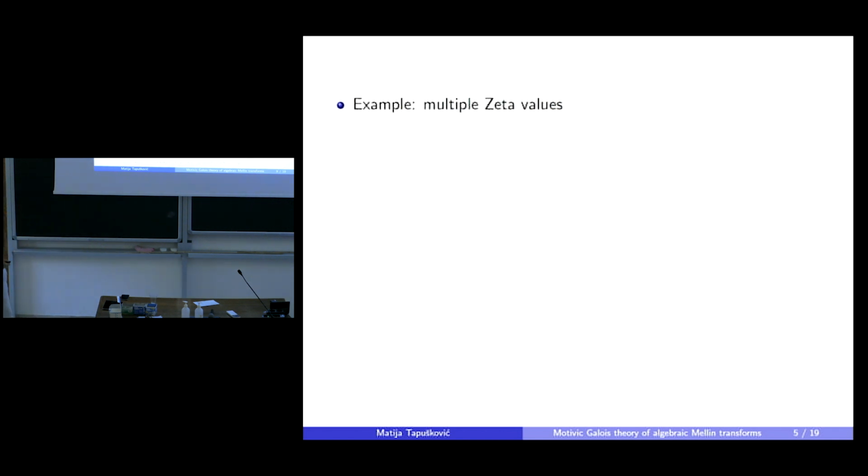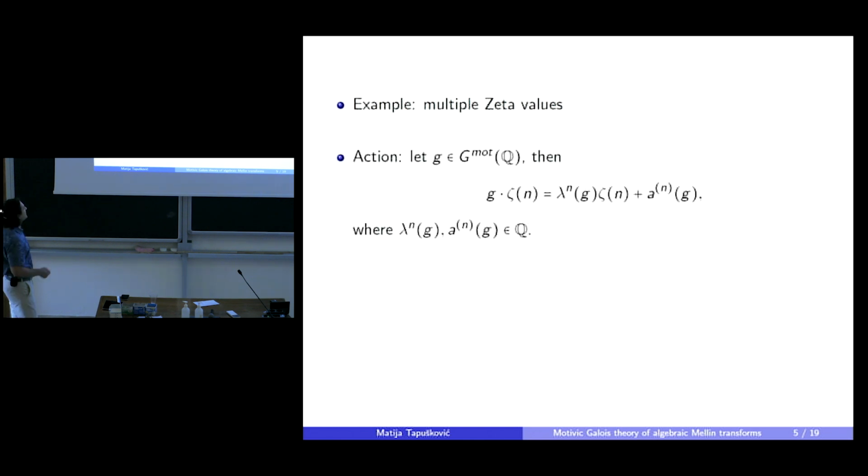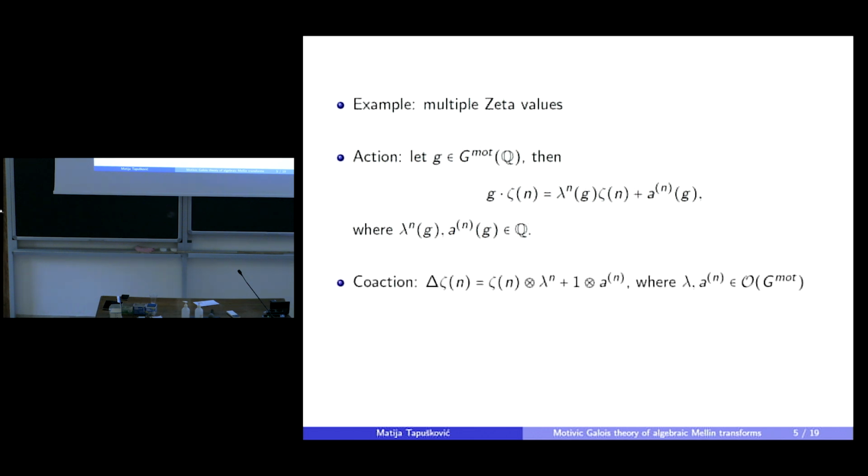Oops. So okay, an example of the coaction. Erase the word multiple here. That was a mistake. This is an example with just single zeta values. So this is conjectural. So for an action of an element g in the Q points of G mod, the algebraic group that I call the motivic Galois group, this g acts on a single zeta in this way, where lambda to the power n, g and a_n are rational numbers. The coaction would be zeta n tensor lambda n.